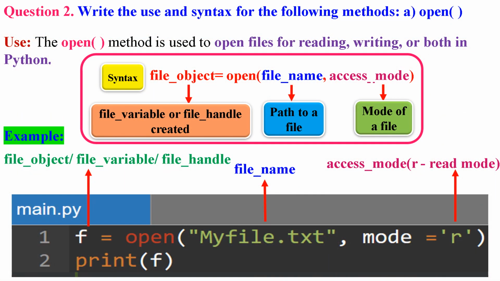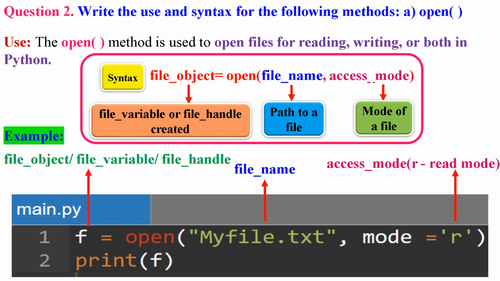Question 2. Subdivision A. Write the use and syntax for the following methods. Open method. Use of the open method. The open method is used to open files for reading, writing, or both in Python. Syntax is file_object = open(file_name, access_mode).